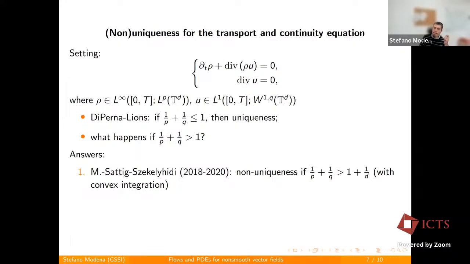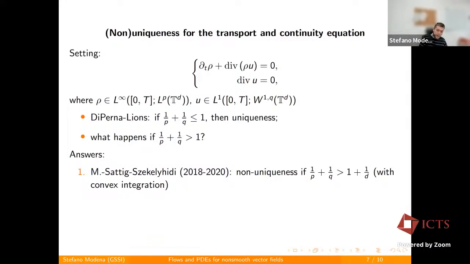Once again, you see that it is crucial, this relation between the integrability of the density, which is this p, and the integrability of the derivative of the field, which is this q. So if they do not match, as in the DiPerna-Lions theory, then we can show non-uniqueness. And the proof is done by convex integration. I will not mention how the proof goes, since you know many things about convex integration.